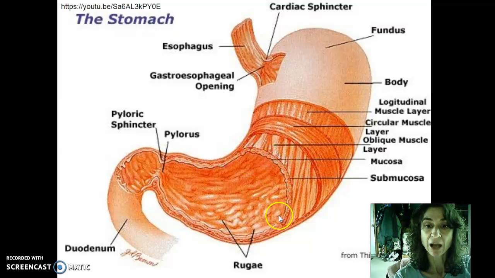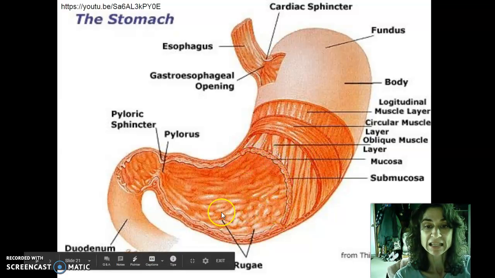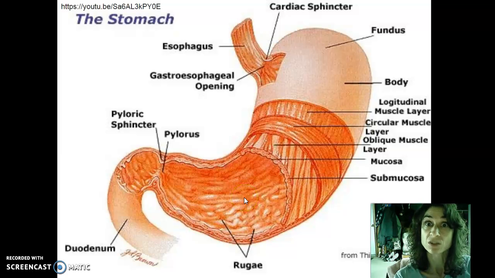Okay, so this is a cutout portion. As you can see, inside here are all these rugae. These are all the folds that will expand, so the stomach can expand. Then as we start moving this way and things start to narrow, this is the pylorus. This is the pyloric sphincter. This is where the stomach ends and the small intestine begins.